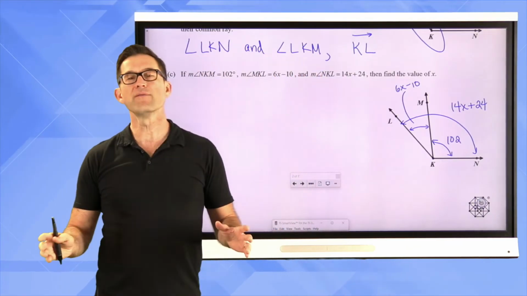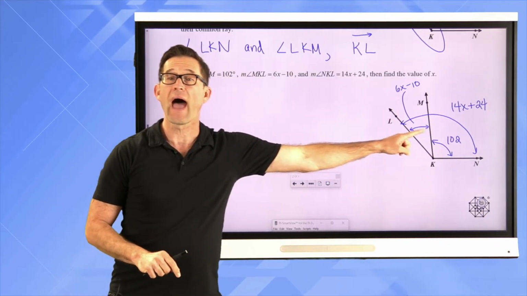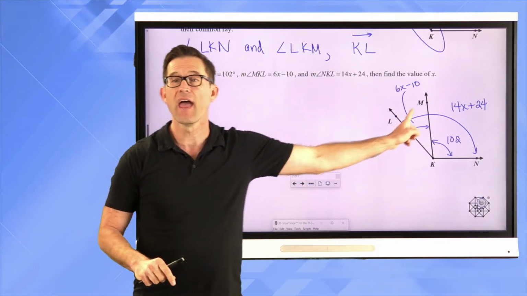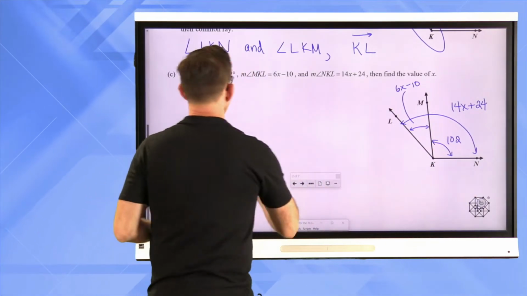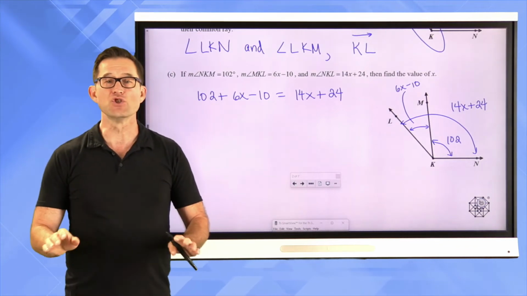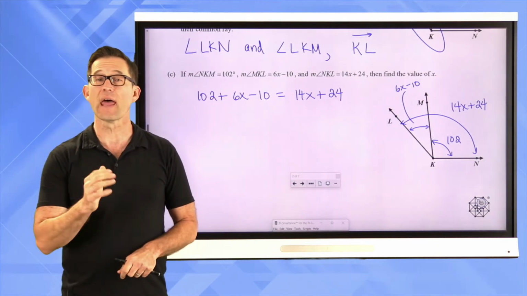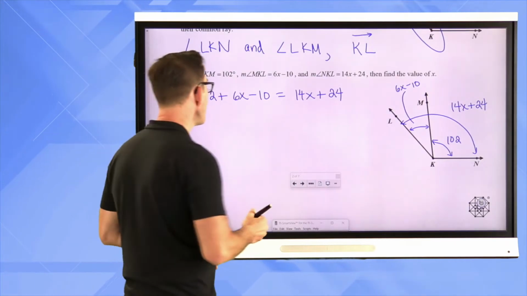Well, the whole point of adjacent angles is the idea that I can now take the 102, add it to the 6x minus 10, and get the measure of the whole angle, 14x plus 24. So in other words, I can take 102, add it to 6x minus 10, and get 14x plus 24. Once I've written down that equation, the geometry is over. This is now just algebra. That's all it is. So, yeah, let's do a little bit of algebra, right?